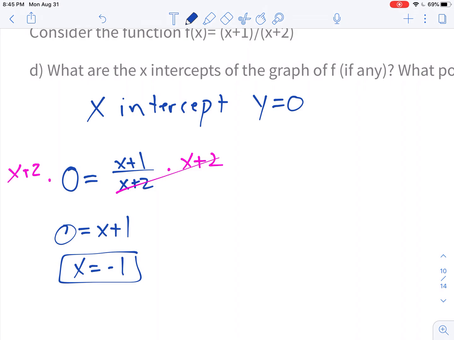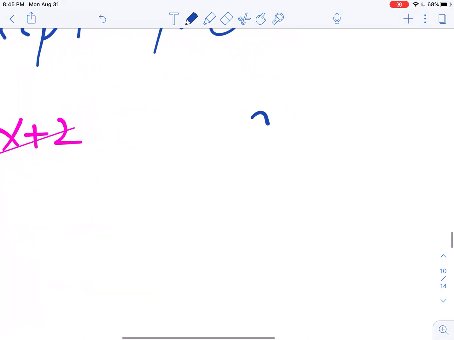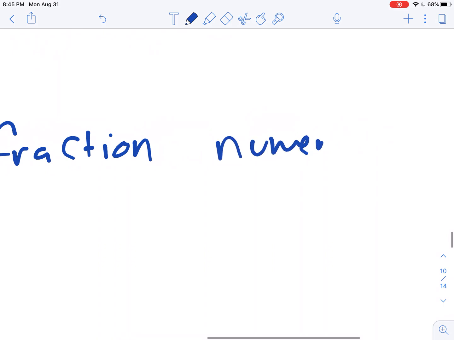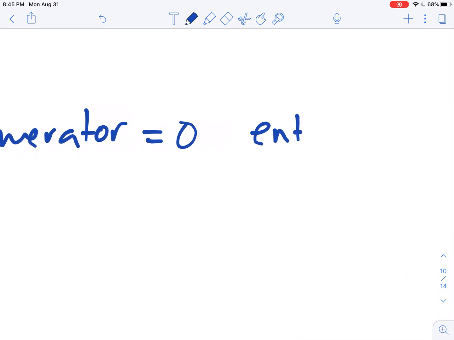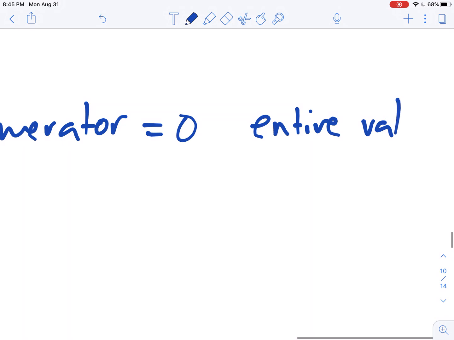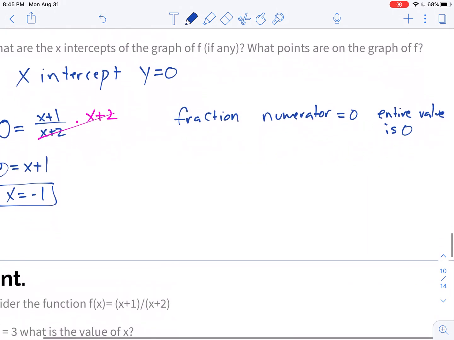Well, remember, for a fraction to be equal to 0, the only thing that matters is your numerator being equal to 0. I kind of did a superfluous step here. I went through and actually solved for the entire function. That's unnecessary. I could take the time to just set the numerator equal to 0, because when you have a fraction, numerator equal to 0 means the entire thing is 0. Because 0 divided by anything is 0.